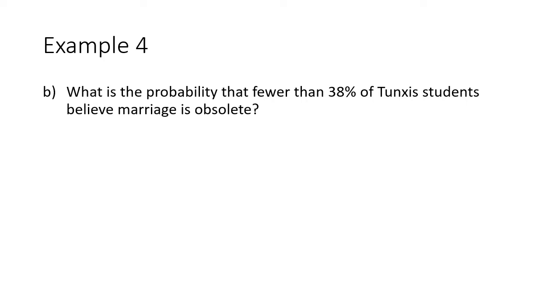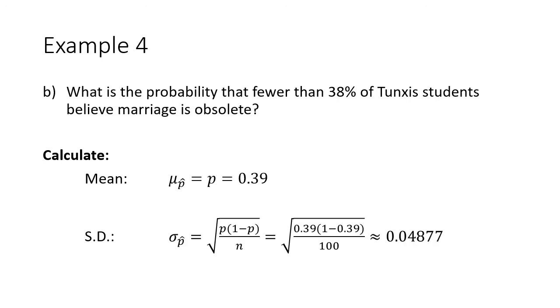But now that we know that it's independent and it's approximately normal, I can start asking some questions. So what is the probability that fewer than 38% of Tunxis students believe marriage is obsolete? Well, the first thing I have to do is calculate a few things. First of all, my mean, right? The mean of p hat would be my p, or my population proportion. So that's 0.39. Then I have to calculate my standard deviation.